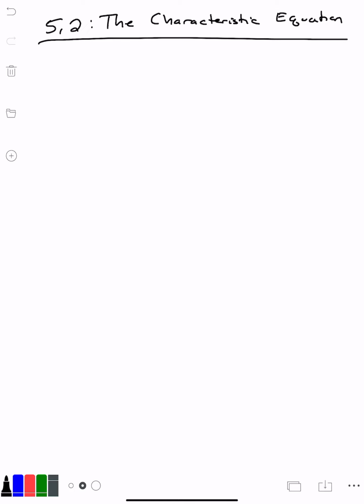So this video is on section 5.2, something called the characteristic equation. This is the section where we're going to learn how to find the eigenvalues and eigenvectors. And so let's just remind you here. If you have a matrix A, then whenever you satisfy the equation A times a vector x is equal to lambda times a vector x, that is going to be an eigenvalue and eigenvector, where the number lambda is the eigenvalue and the vector x is the eigenvector.